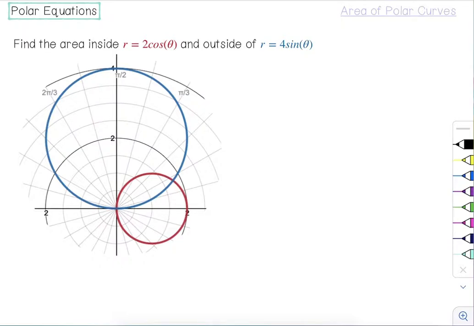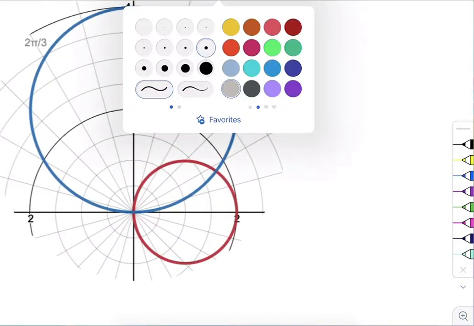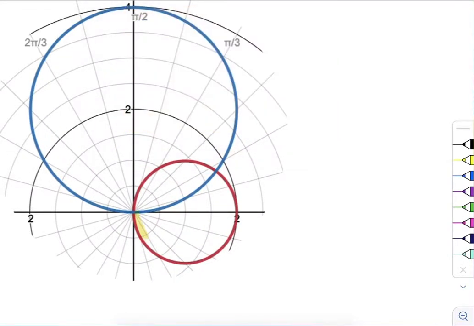So we're going to find the area inside the red circle and outside of the blue circle. So we want to find this area in here. Bear with me as I color it real quick. Right, so we want to find this moon shape. So we really want to take this full circle of 2 cosine of theta, and we want to take out this gray area. So we want to take out this overlap.